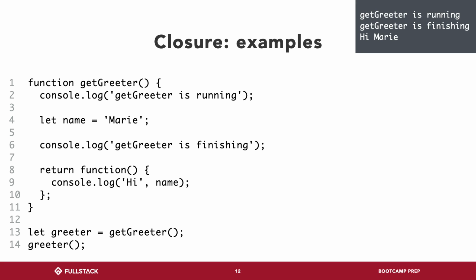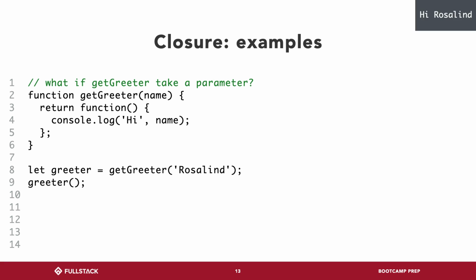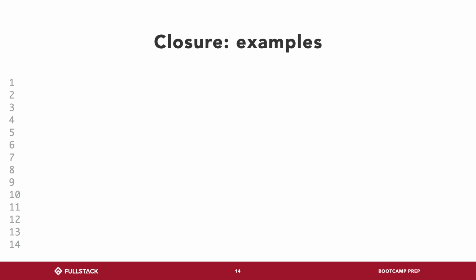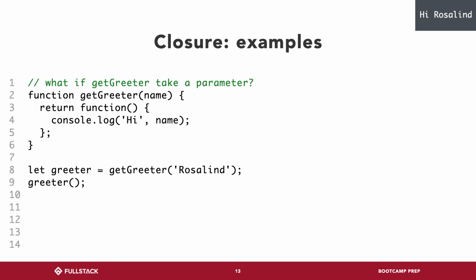Any other questions? Any questions? Okay. What if getGreeter takes a parameter? So, if getGreeter takes a parameter, and we try to access that name inside the function it's returning, we have to pass Rosalind here. And we get hi Rosalind. What if we didn't? What if we passed Rosalind here?